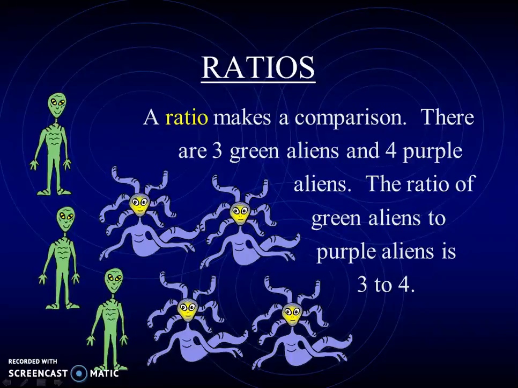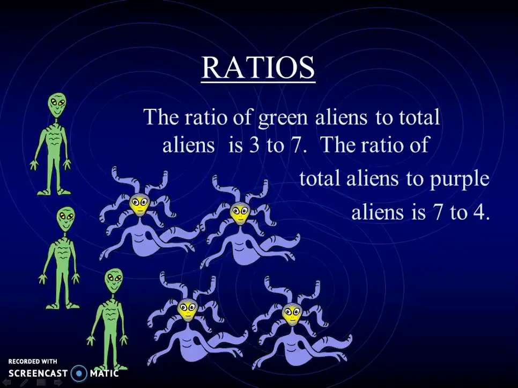A ratio makes a comparison. A ratio with 3 green aliens and 4 purple aliens would be 3 to 4, because you always write it in the order that it's written. So since we have 3 green aliens and 4 purple aliens, we have 3 to 4. The ratio of green aliens to the total number of aliens is 3 to 7. Okay, so green aliens, total aliens, 3 to 7.